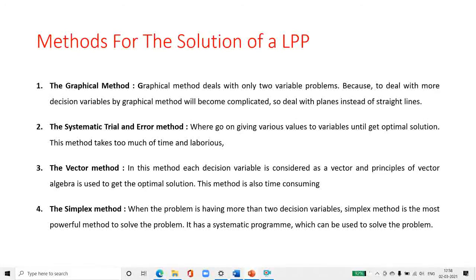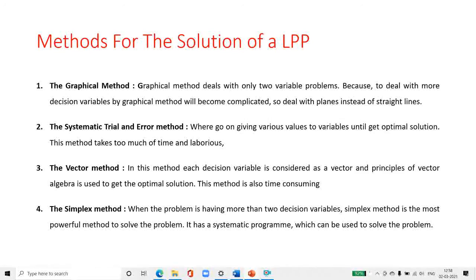The next is the systematic trial and error method, where we go on giving various values to the variables until we get the optimal solution. This method takes too much time and is laborious, so it is not considered in the solution of an LPP problem.